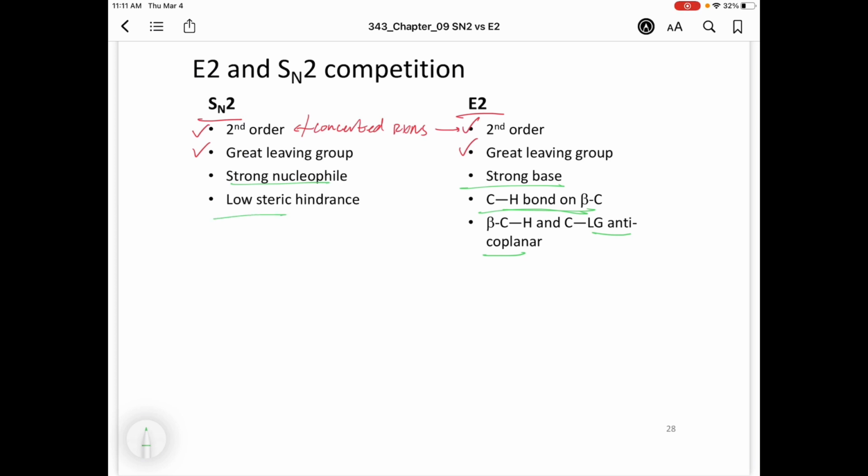SN2, we want low steric hindrance. Think about if we have an alkyl halide here on a primary, this is really good for SN2, okay? But be careful, E2 can also work because all of these are met. That's when we use something like a bulky base to favor E2. I'm going to write can favor. We still have to have that beta carbon with the C-H, can favor E2.